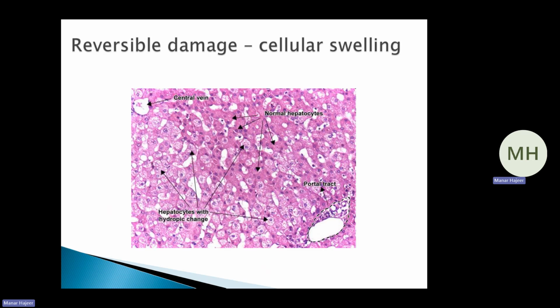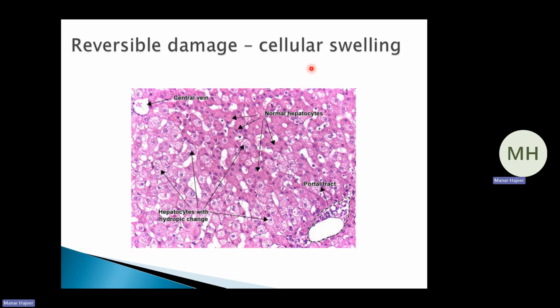To start with cellular swelling, why is the cell swollen? Because, as I said, there will be accumulation of water inside the cell. The cell will swell like a balloon. As you can see here in this example, it is a section from the liver in which the hepatocytes are undergoing the hydropic change. Why do we call it hydropic? Because of water content accumulation inside the cells.